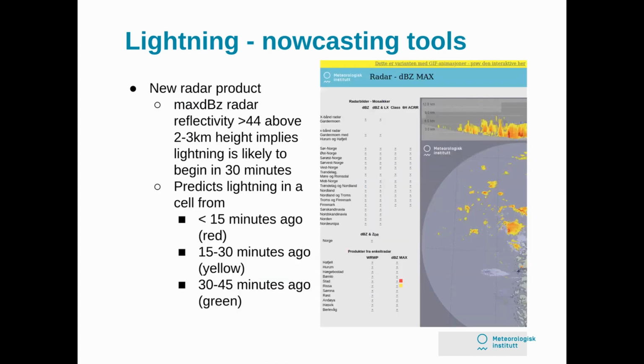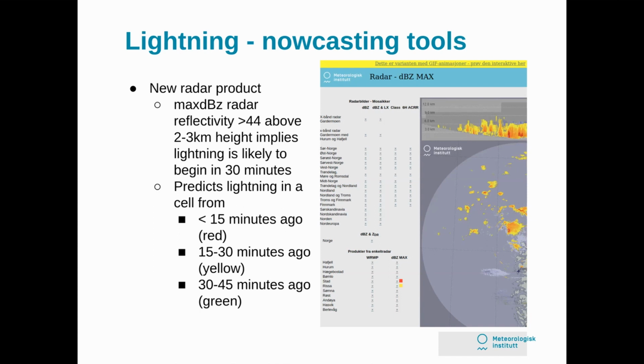And then we have a new product which is in the test phase. This uses max dBZ radar reflectivity. And when this value is more than 44, above a 2 to 3 kilometers height, it implies that lightning is likely to begin in 30 minutes.